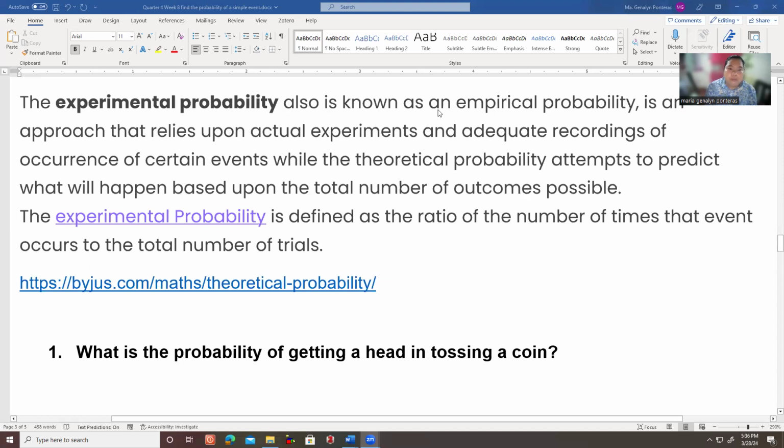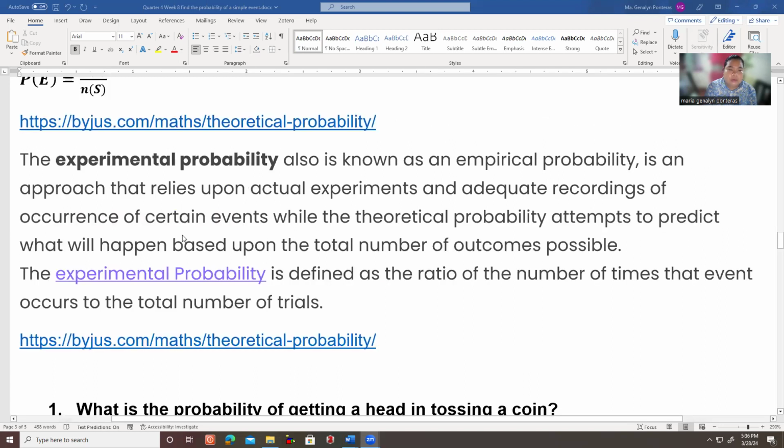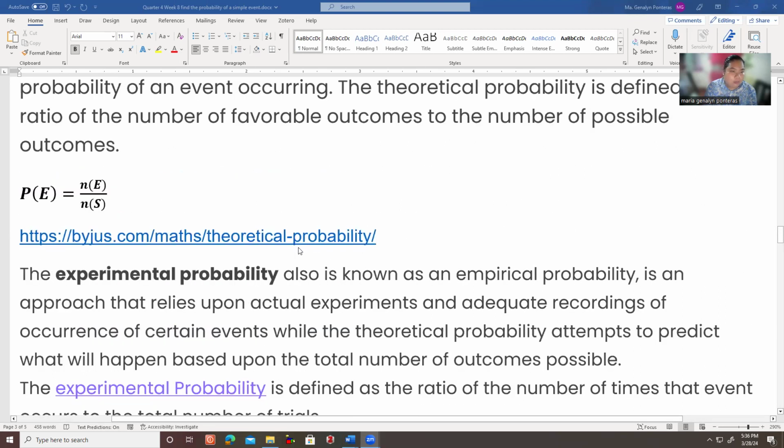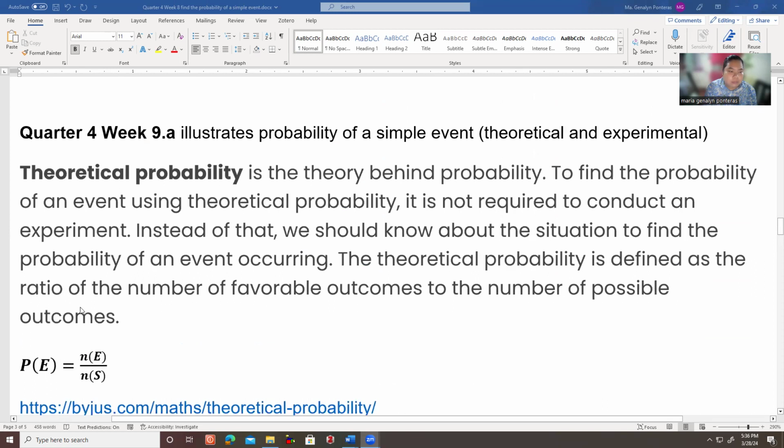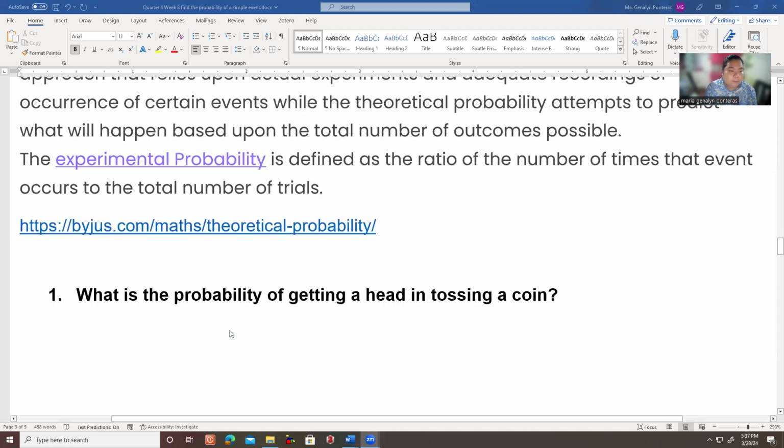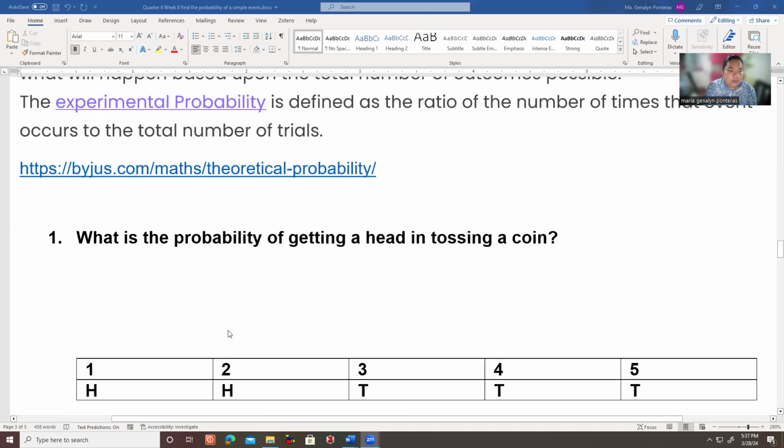Experimental probability is also known as empirical probability. Experimental is more on actual experiments, while theoretical is based on the formula: probability of a simple event is equal to cardinality of event over cardinality of sample space. Okay, so let's talk about the first situation.